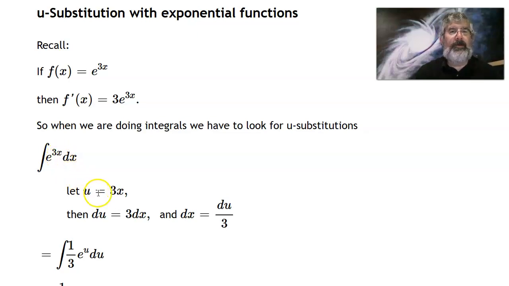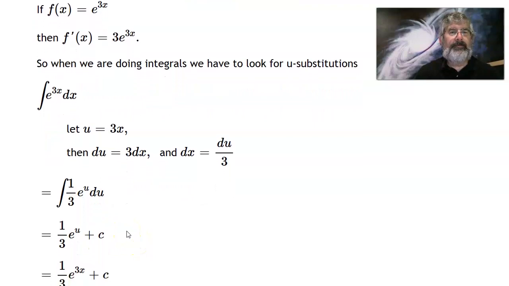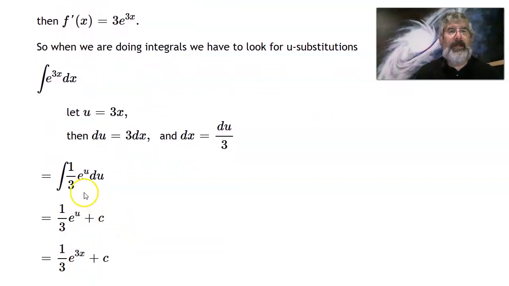There is a u substitution here with u equals 3x, and so then du is 3 dx, and dx then is du divided by 3. So I substitute du divided by 3 for dx, and I substitute u for 3x, and then I get 1/3 e to the u du, and then the 1/3 comes out, and the integral of e to the u is e to the u plus a constant. And so I end up with 1/3 e to the u plus a constant, right? Which, substituting back in, u is 3x. So the integral of e to the 3x is 1/3 e to the 3x plus a constant, right?